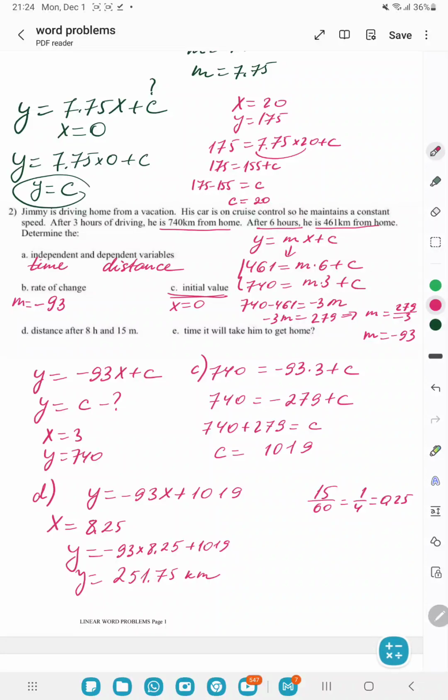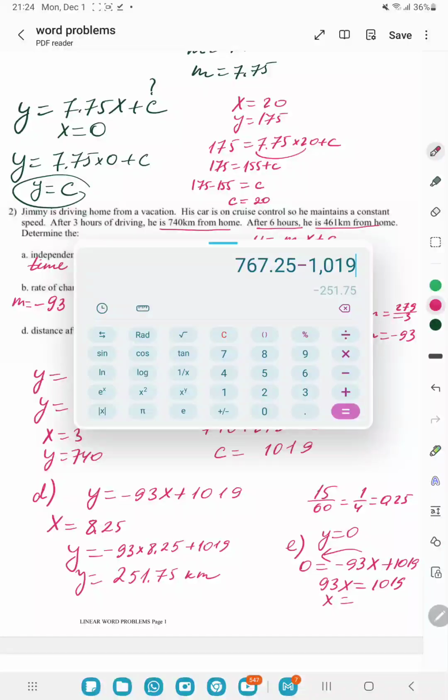This is our y value, the distance between home and vacation. Okay, now part e, the time it will take him to get home. To get home, the distance will be 0. You are home, so the distance between you and home is 0. To find y equal to 0, we just plug in here. 0 equals negative 93x plus 1019. If you move 93x to the left, it equals 1019. x equals 1019 divided by 93.